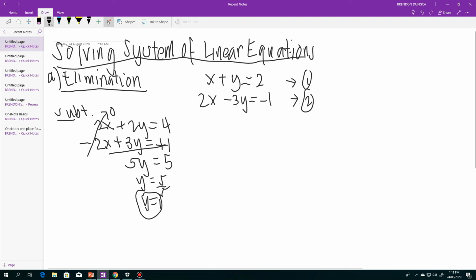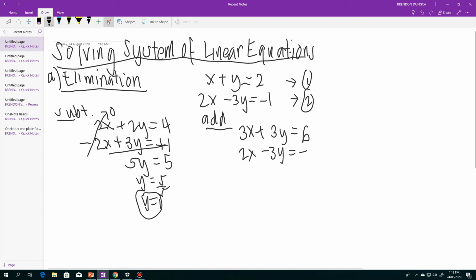To eliminate y, we will use addition. What can we multiply to the first equation to eliminate y? We will use 3. So 3 times the first equation gives 3x plus 3y is equal to 6. And then we copy the second equation.